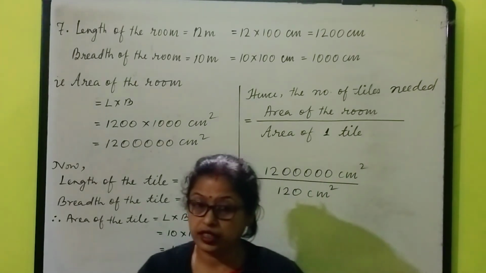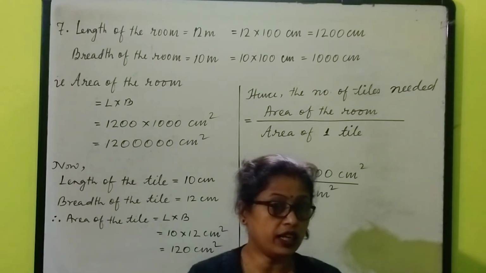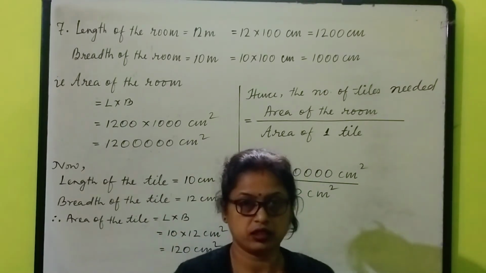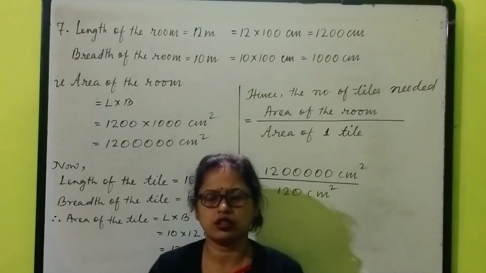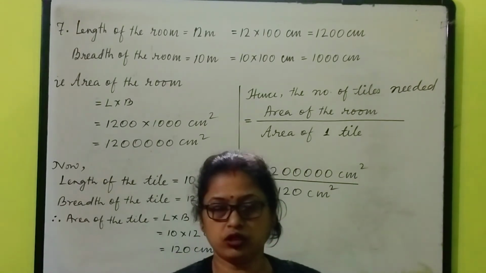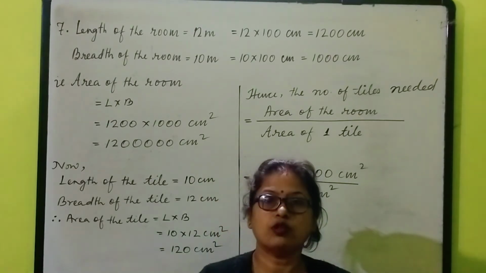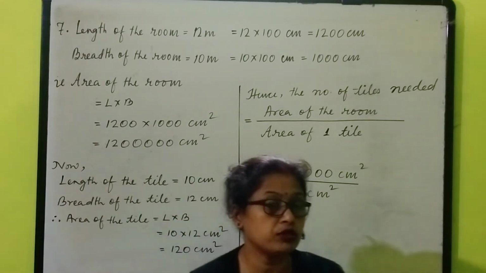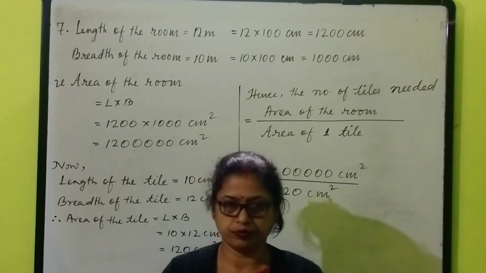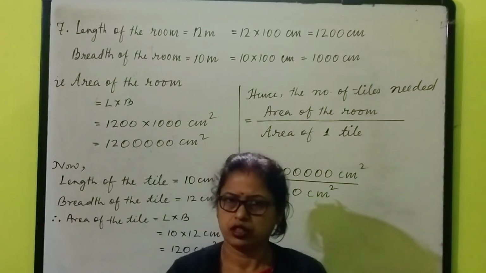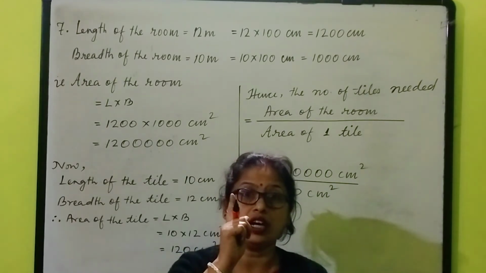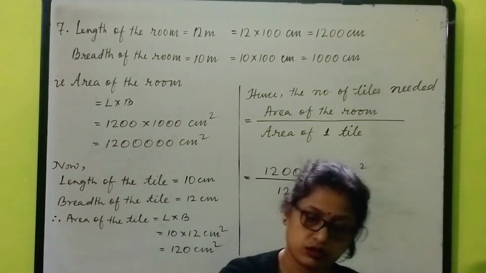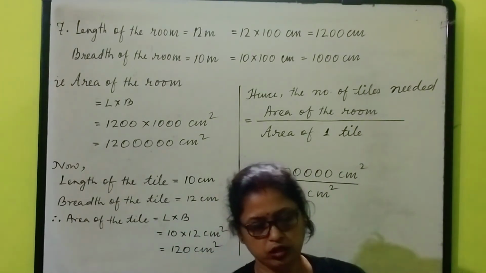Let us find out the area of the room. Then we will find out the area of one tile. Suppose you are to put tiles in the room. If you call the mason and ask, how many tiles will be required in the room? Same calculation he will also be doing. He will find out the area of the room by measuring with the tape. Area of the room divided by area of one tile will give you the number of tiles needed to put in the room. Understood? Okay.